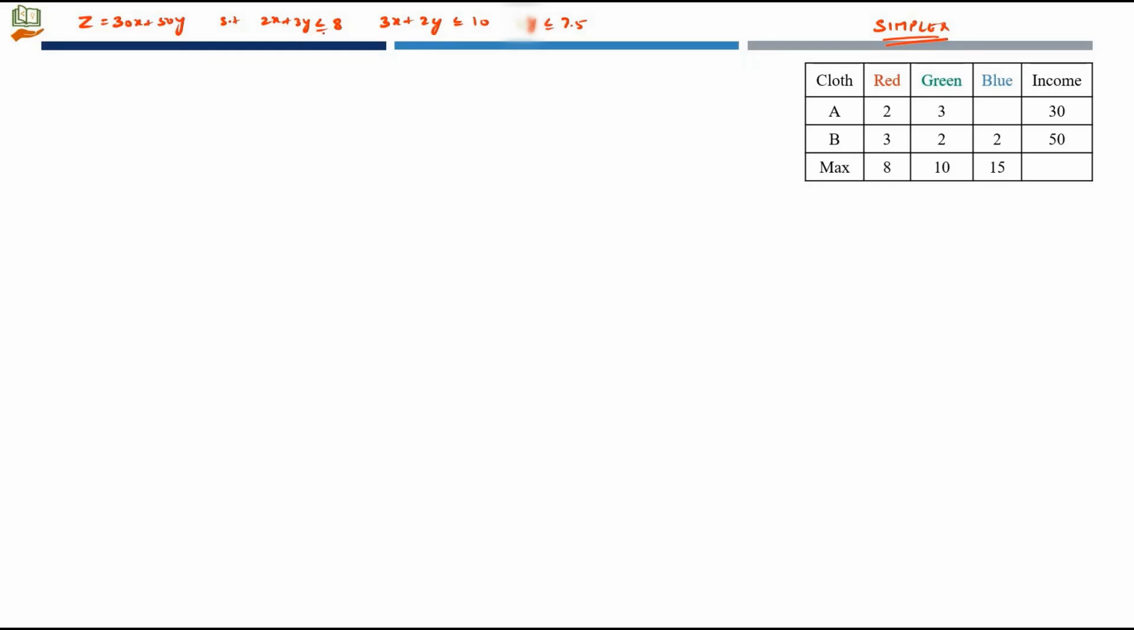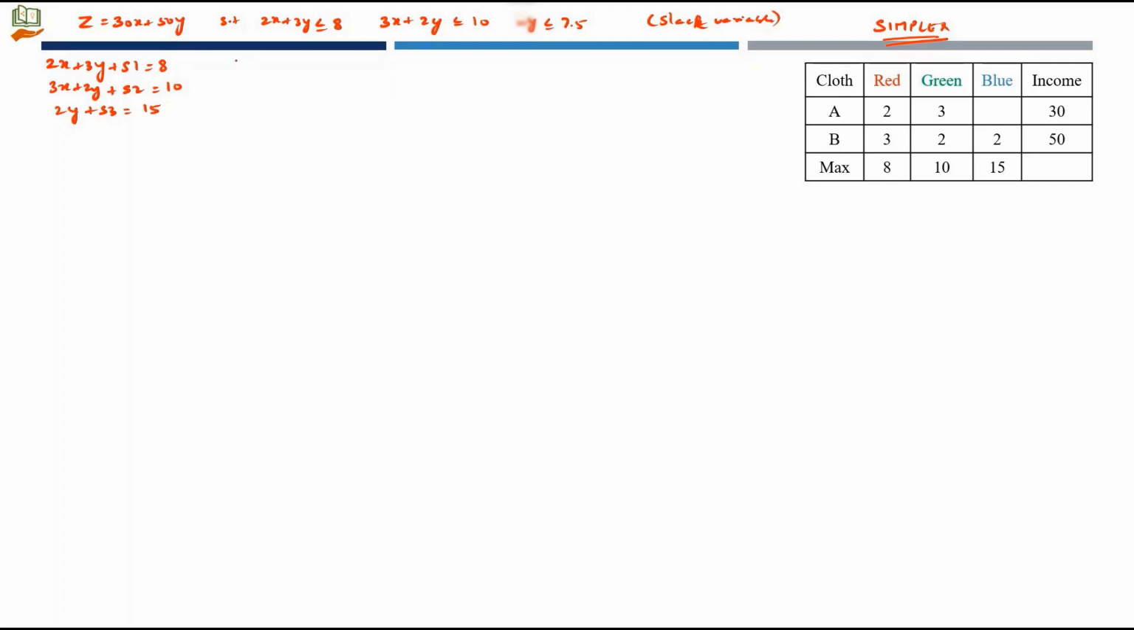Whenever we have the inequality symbol less than or equal to, we have to go with the use of slack variables. It means we have to add a slack variable to the equation on the left hand side and equate it to the value on the right hand side. Let's add slack variables now. 2x plus 3y plus s1 is equal to 8. 3x plus 2y plus s2 is equal to 10. 2y plus s3 is equal to 15. I am just converting the inequalities to equations by adding slack variables. The slack variables are s1, s2 and s3.